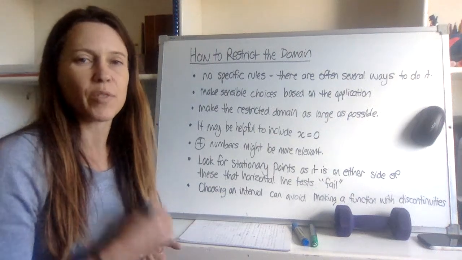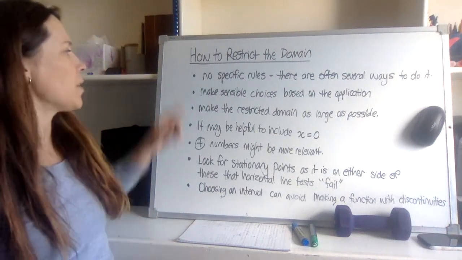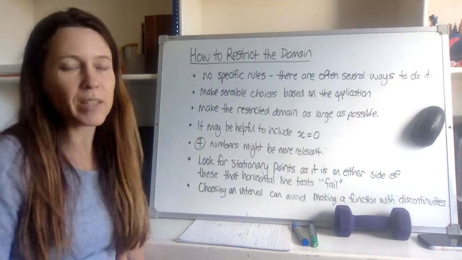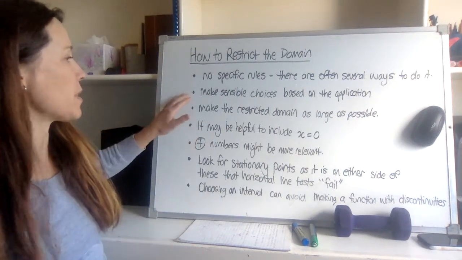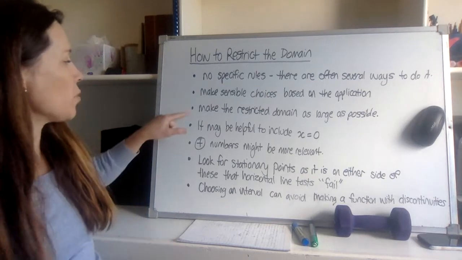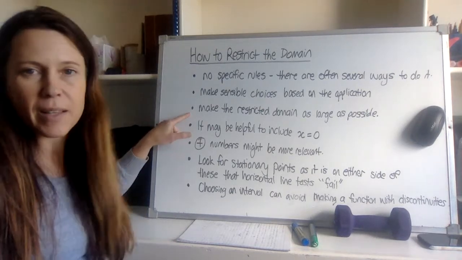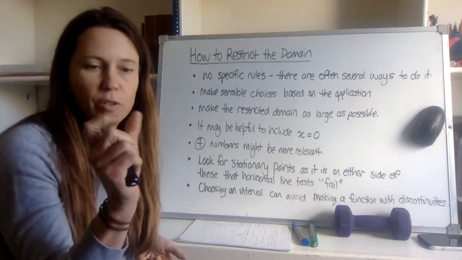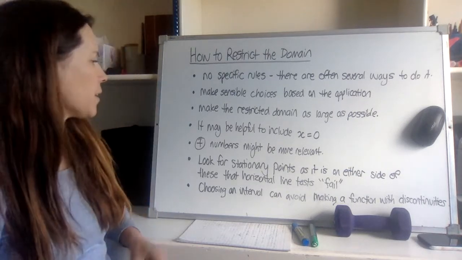So here's some guidelines for how to restrict the domain. There's no specific rules, so there's often a few ways to do it, and you need to just make some sensible choices based on what you're using the graph for. So you want to generally make the restricted domain as large as possible. There's no point having your new graph be only a really tiny little section.